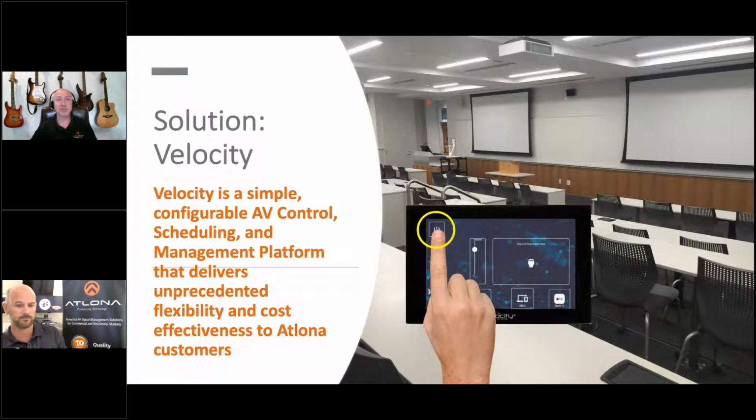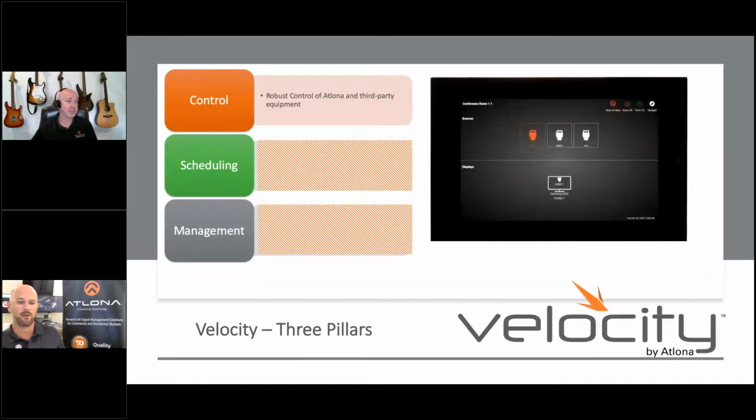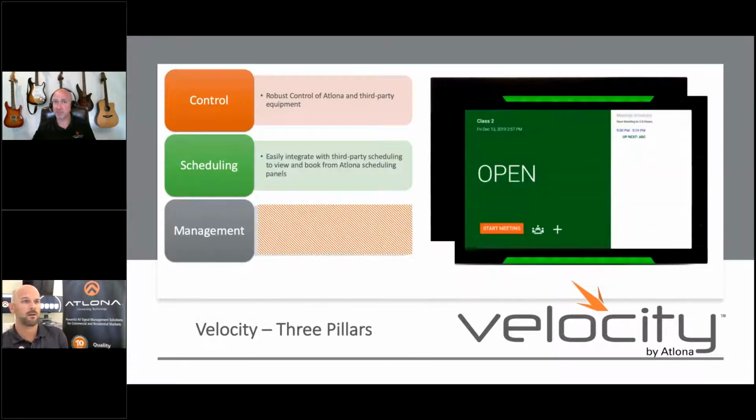This is where we are focusing on Velocity, those three pillars where we talk about the control, the management, and the scheduling platform that's all integrated into one piece. From the control side, there's very robust control for all of the Atlona products. Any Atlona products that are controlled are natively supported inside of the application, but we also have a very robust third-party library of drivers to support third-party devices from the control perspective as well.